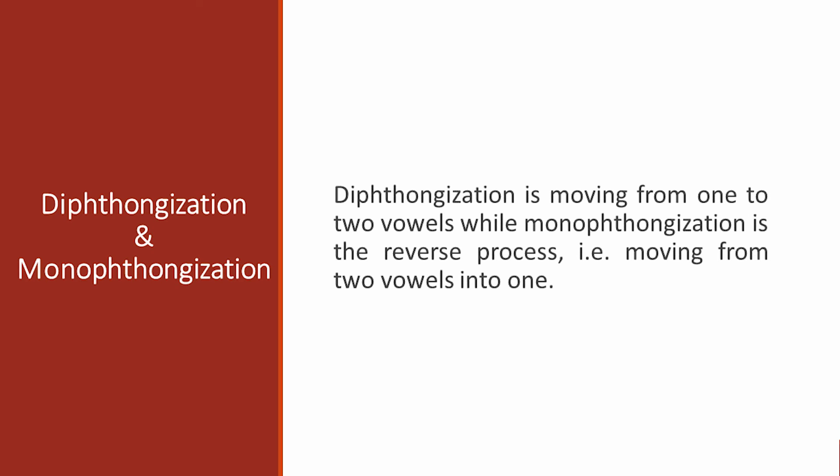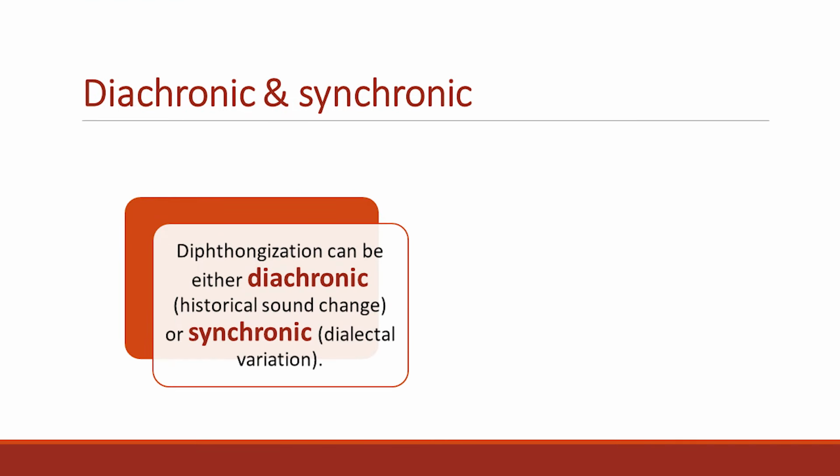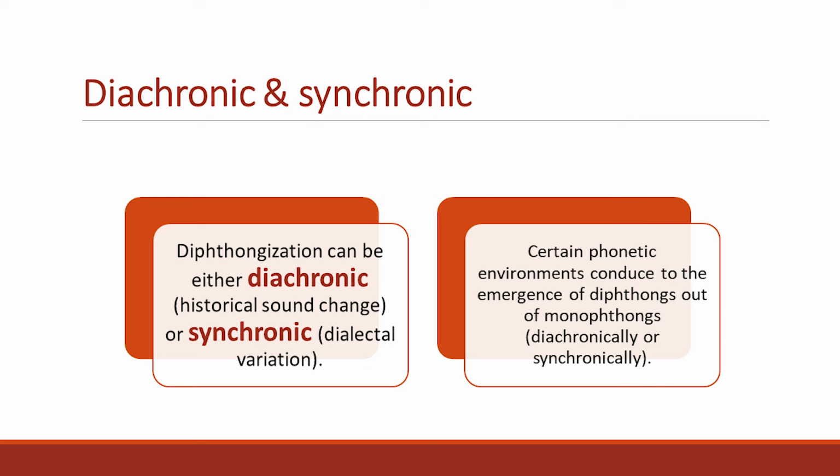Diphthongization is moving from one to two vowels, while monophthongization is the reverse process, that is, moving from two vowels into one. Diphthongization can be either diachronic, a historical sound change, or synchronic, a dialectical variation. Certain phonetic environments may be conducive to the emergence of diphthongs out of monophthongs through time, diachronically, or space, synchronically.